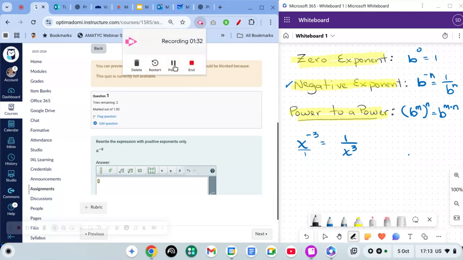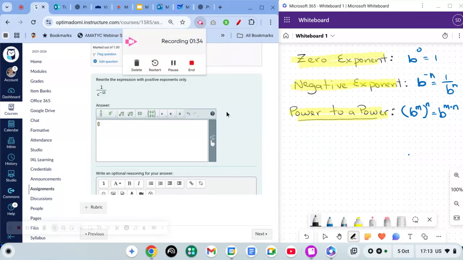Let's go to the next one. Problem number two, very similar. Again, we're going to use the negative exponent rule. I'm going to change the problem. I'm going to use a different letter, different exponent. So let's say we have 1 over x to the negative 4 power.